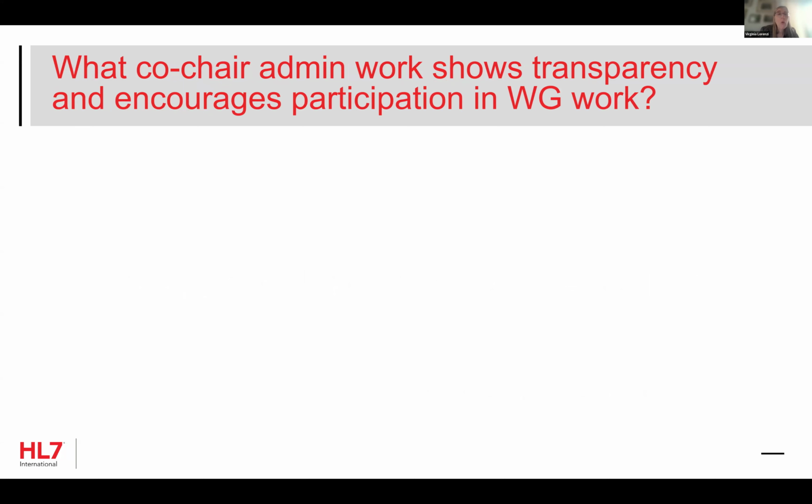So here's a question. What co-chair admin work shows transparency and encourages participation in work group work? No. Did you know this was going to be a test?